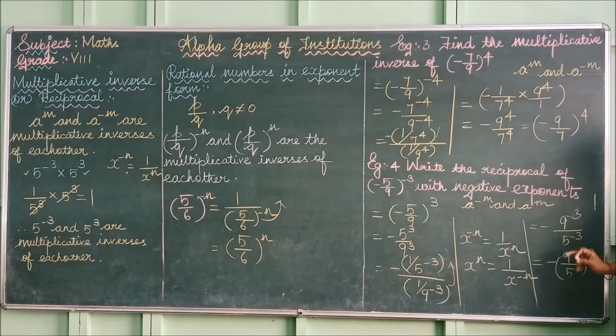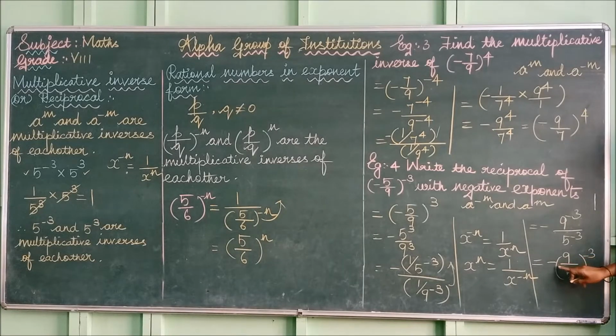So next step, this will get the reciprocal. Reciprocal means the denominator comes into the numerator: 9^(-3) divided by 5^(-3). So both having the power minus 3. You can take the power outside. What is the remaining answer?